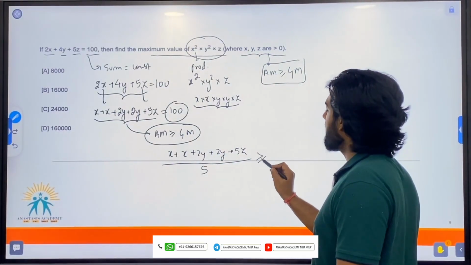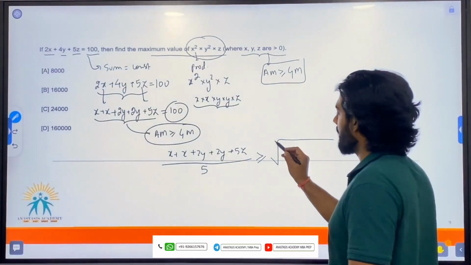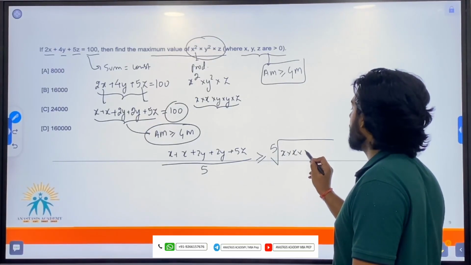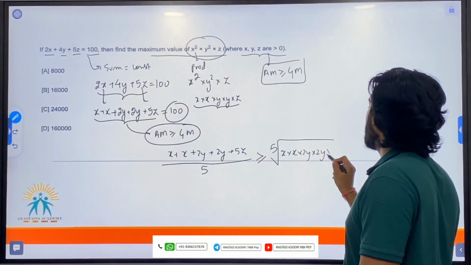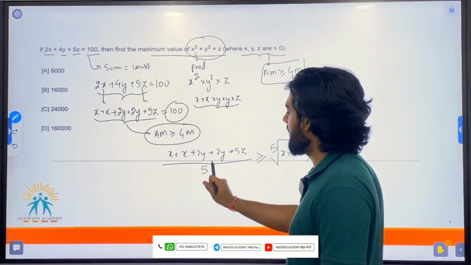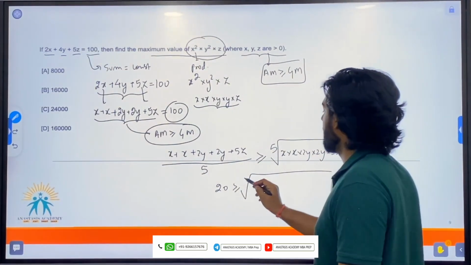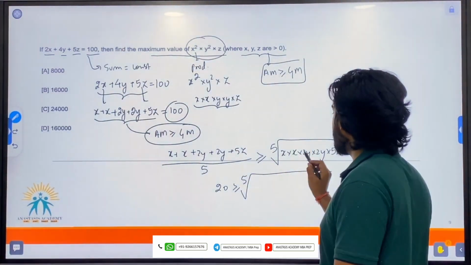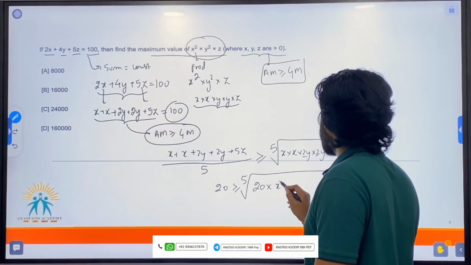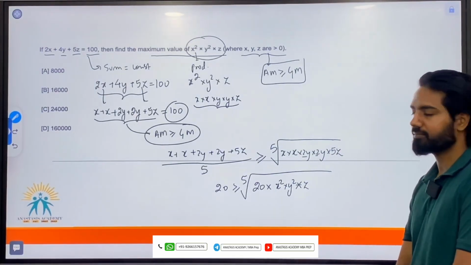It must be greater than or equal to the geometric mean. The geometric mean of these 5 numbers would be the fifth root of the product of these numbers, that is x into x into 2y into 2y into 5 times z. Now the sum is given as 100. 100 by 5 is 20. 20 is greater than or equal to the fifth root of this expression, and it is 2 into 2, 4 into 5 is 20. 20 times x square into y square into z, right?